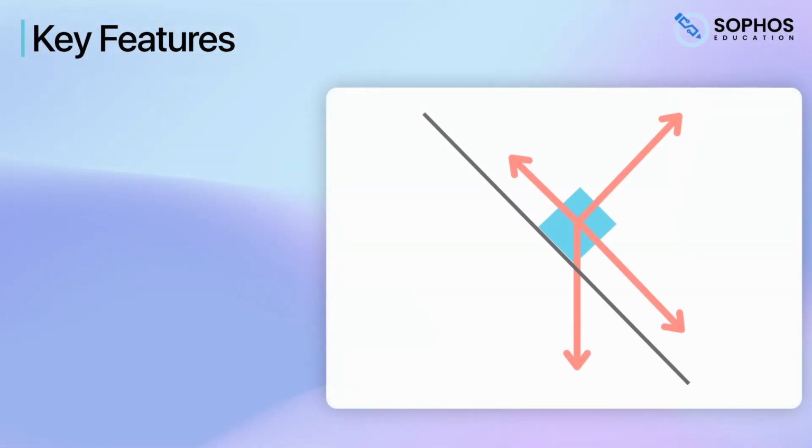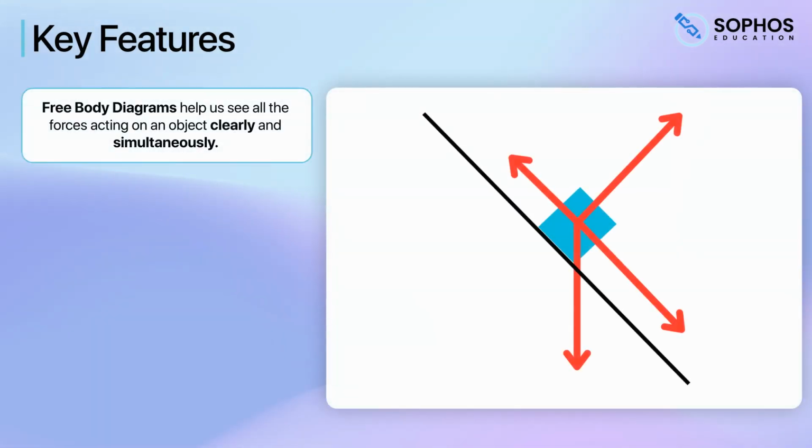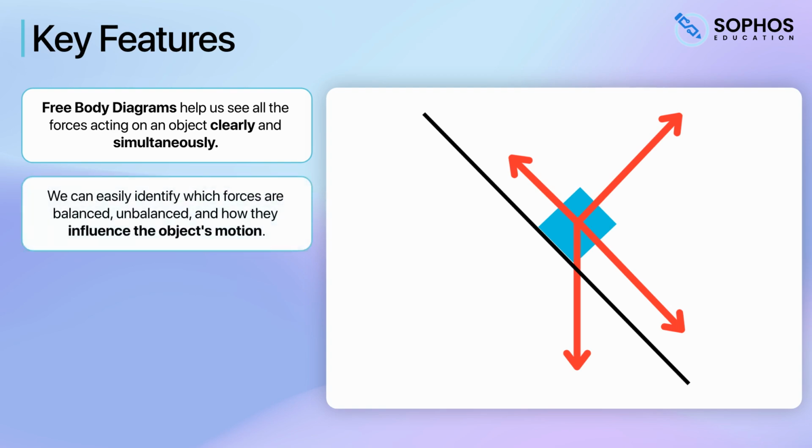So why use free body diagrams? Free body diagrams help us see all the forces acting on an object clearly and simultaneously. This way we can easily identify which forces are balanced, unbalanced, and how they influence the object's motion.